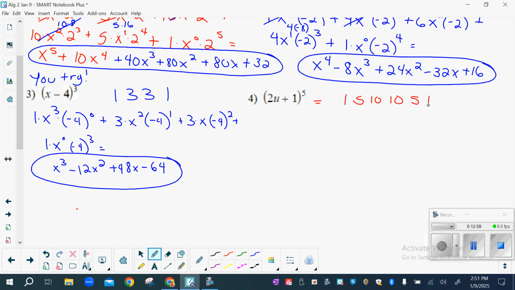Okay, you're still learning. So our first term is going to be 1, and then the 2u will have what exponent? 5, and then it decreases, and then 0. 1 to the 0. And then the next one is a 5. 2u is to what exponent? 4. There's 1 to the 1. Then 10 times 2u to the 3rd times 1 squared.